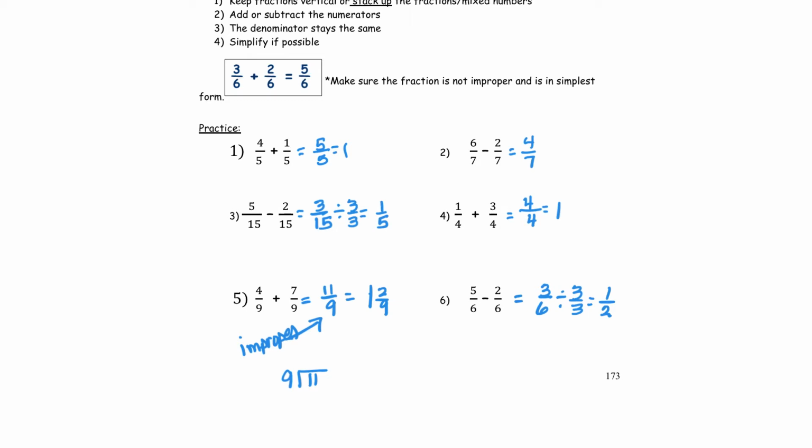Hey everyone, Mrs. Spatola here, just going over some of the adding and subtracting of fractions with like denominators. If you didn't get it in class yesterday, here are the answers. And let's take a look at the next page.